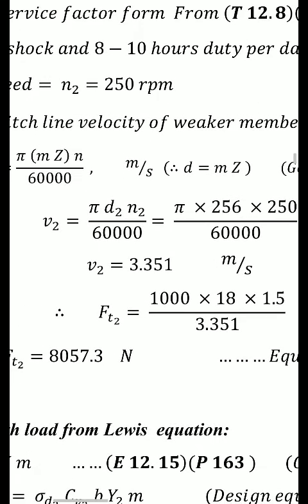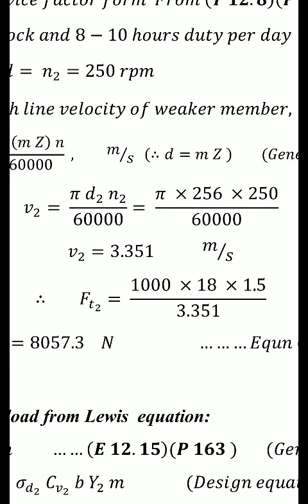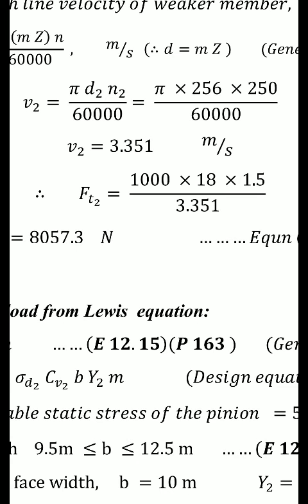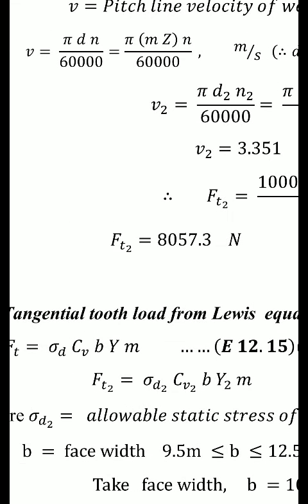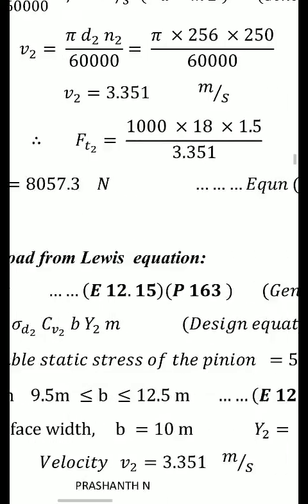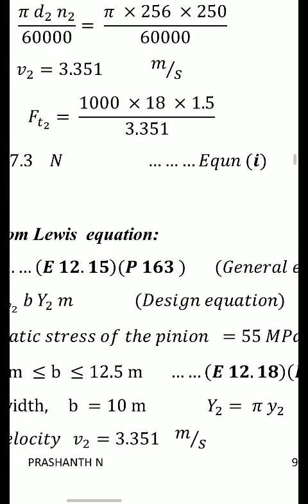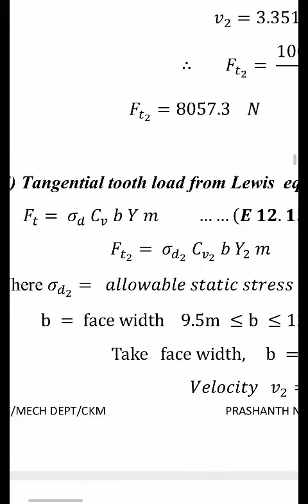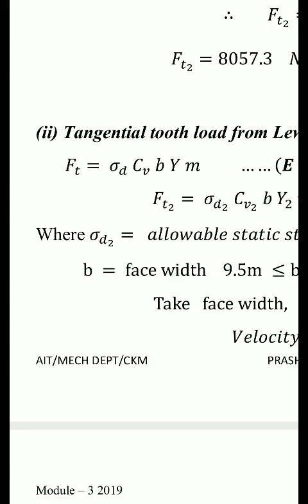General equations. V2 is equal to, the gear is the weaker member, so that V2 is equal to pi D2 N2 divided by 60,000. Substitute the value, find out the V2 value. And substitute in the equation, Ft2 is 1000 into 18 into 1.5 divided by 3.351. We'll get the value of Ft2. Okay. Equation number 1.